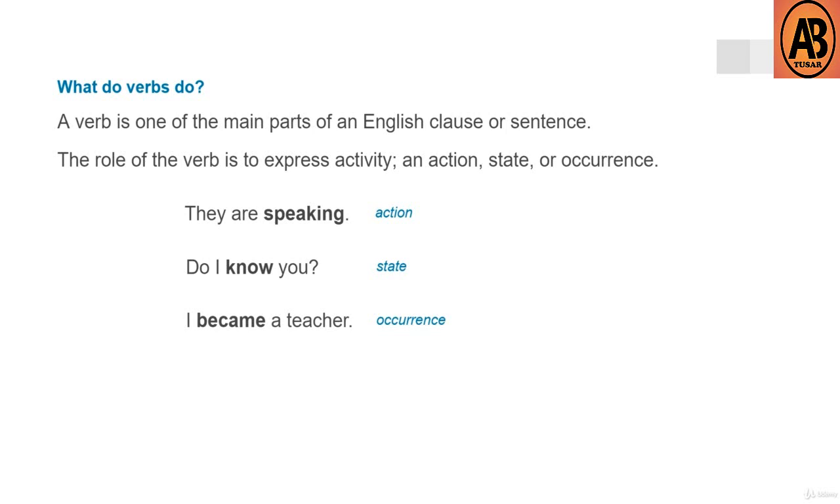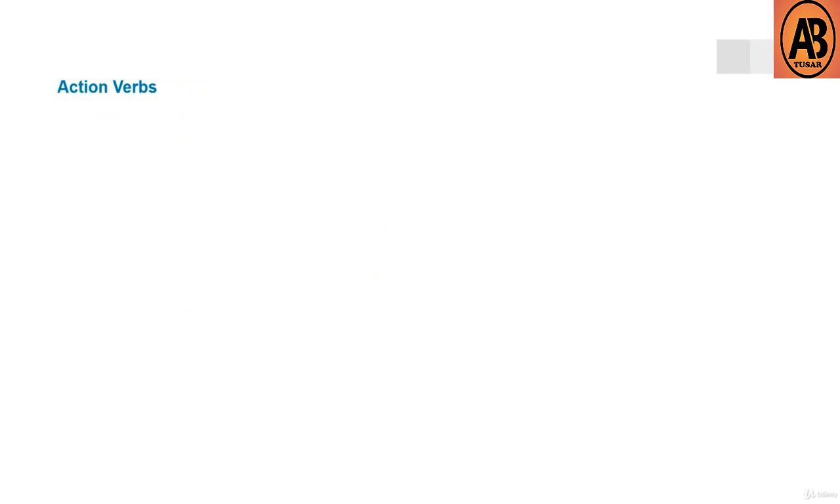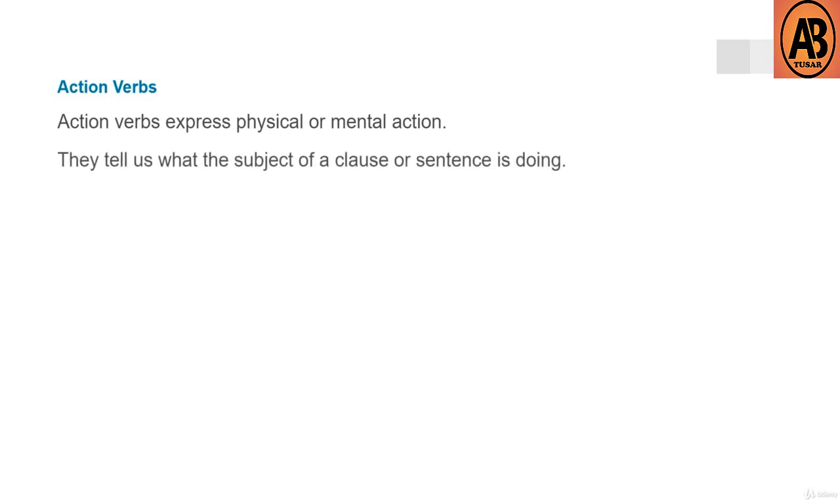Let's have a look at action verbs. So action verbs express either physical or mental action. They tell us what the subject of a clause or sentence is doing. For example, the student ran home from school. The verb is run, and this is a physical action. And the subject is the student. The verb shows the action that the student is doing.